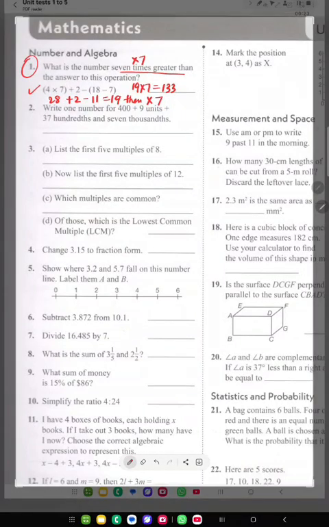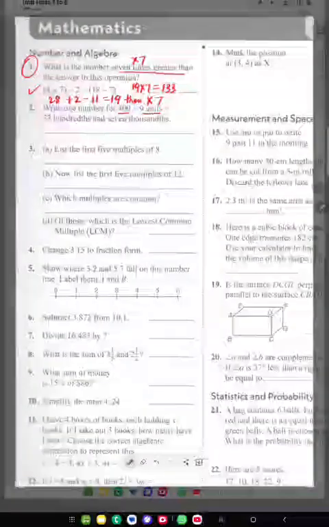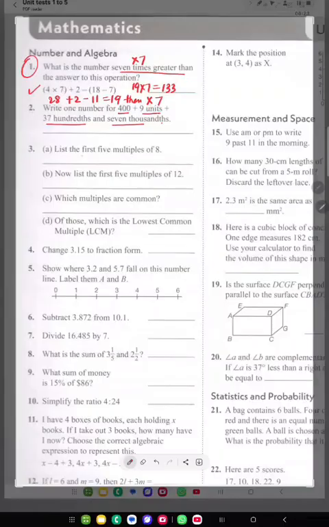Then in question 2, write one number for 400 plus 9 units and 37 hundreds and 7 thousands. So 400 is like 400, 9 units is like 9 ones, so that's 409. Then you have 37 hundreds, so 3 tens and 7 hundreds together, 37 hundreds, and then 7 at the thousands place, so we're talking about a decimal number.